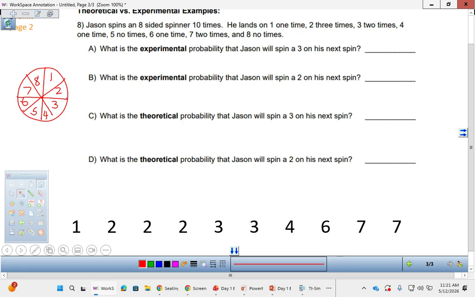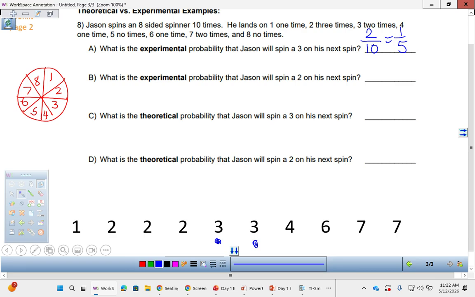All right, so let's see. The first one says, what is the experimental probability that Jason will spin a 3? I'm going to look at his data. Here's Jason's data, here's his experiment. How many times does he get a 3? 1, 2 3s in his experiment. So it would be 2 out of, what would the denominator be? 10. The experimental probability of getting a 3 would be 2 3s out of 10 numbers, or 1/5.